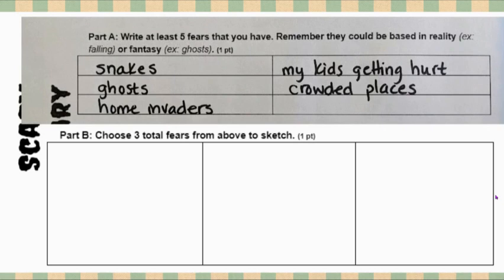Here are my examples. I am afraid of snakes. I am kind of afraid of ghosts. I'm afraid of home invaders. I often imagine somebody in the basement behind me when I turn the lights off. I'm afraid of my children getting hurt. And I'm afraid of very crowded places, especially Costco. Don't get me started on Costco.